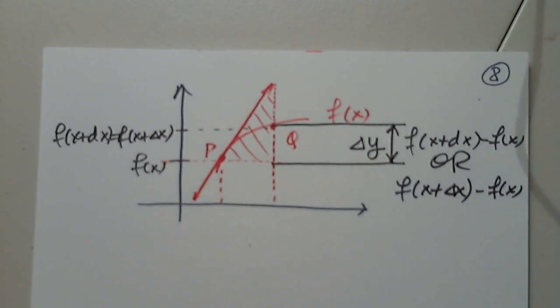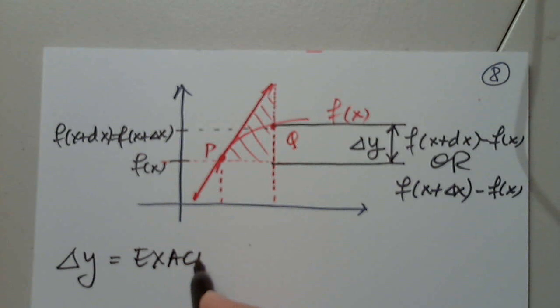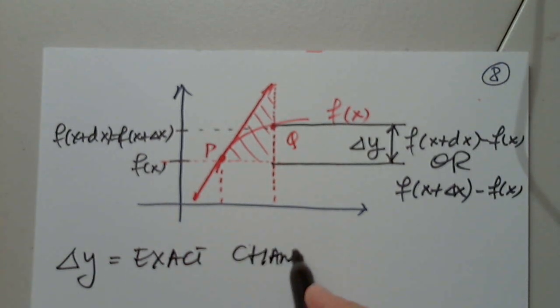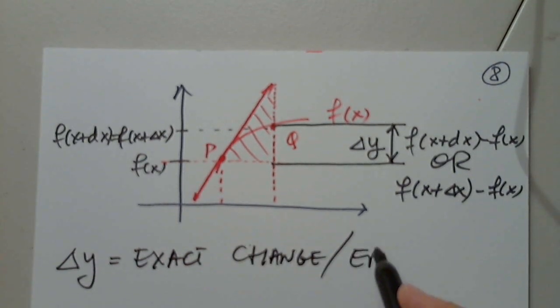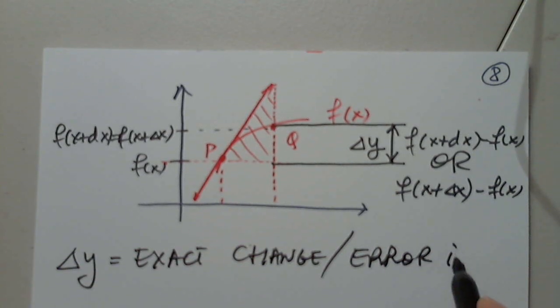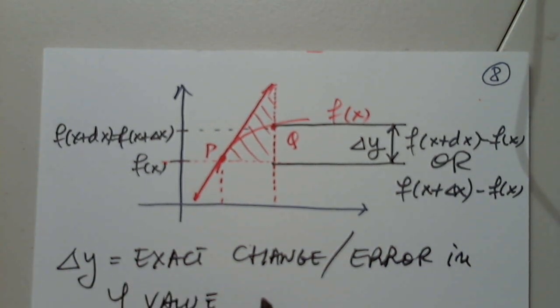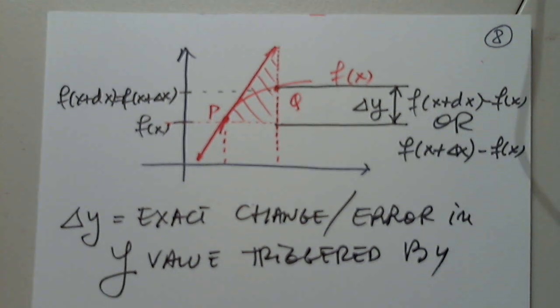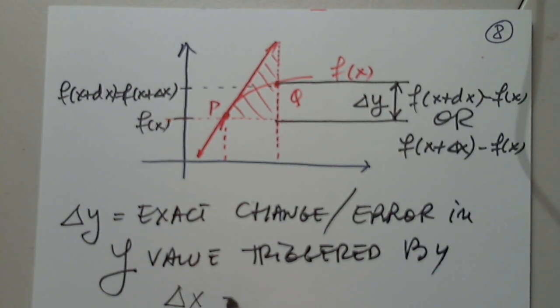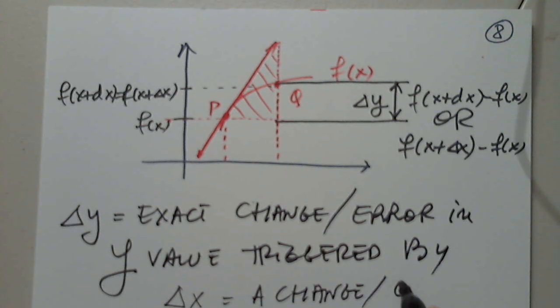So now let's write what delta y means. Delta y is the exact change or error in y value triggered by delta x, which is a change or error in x.